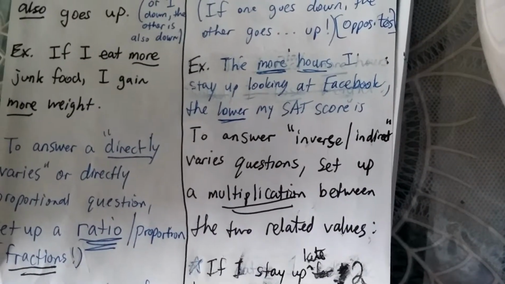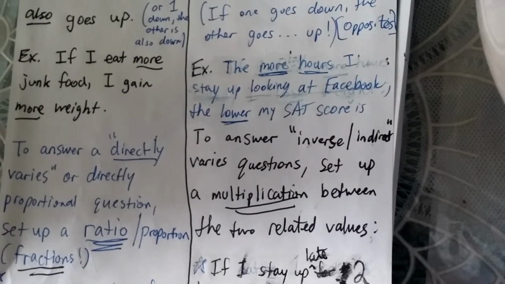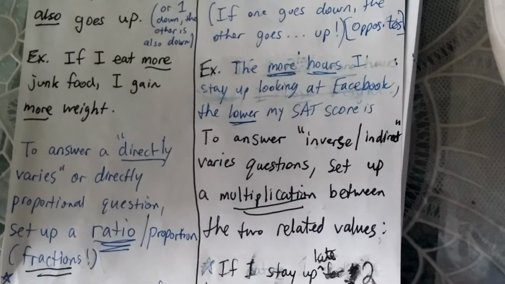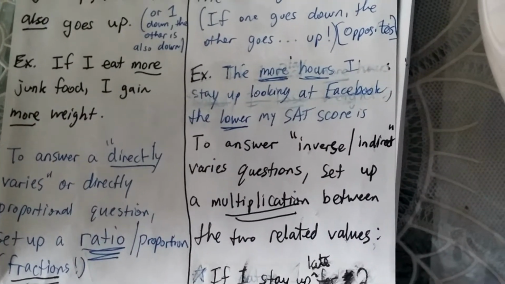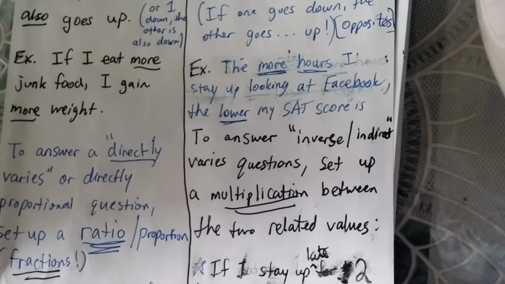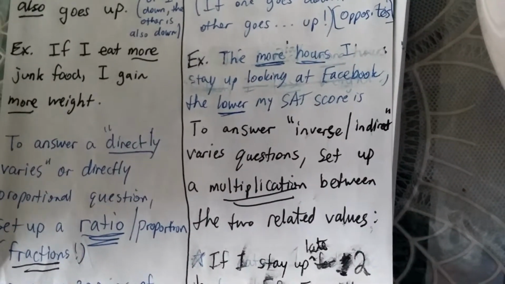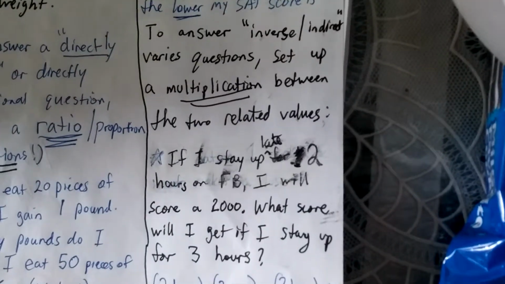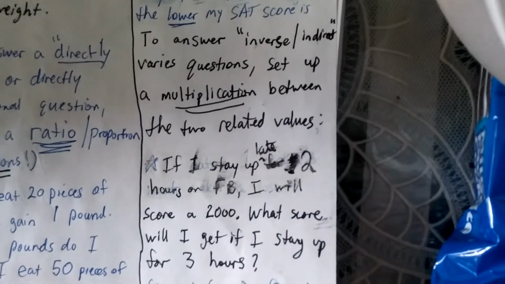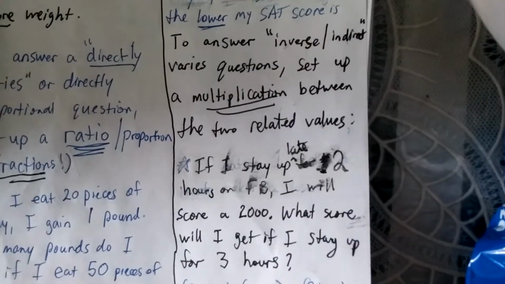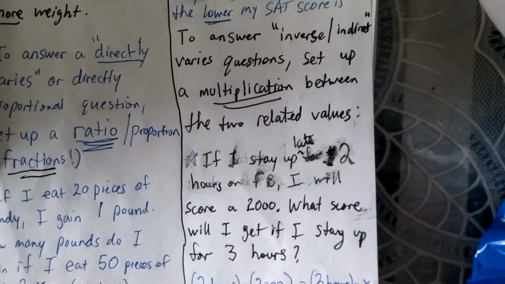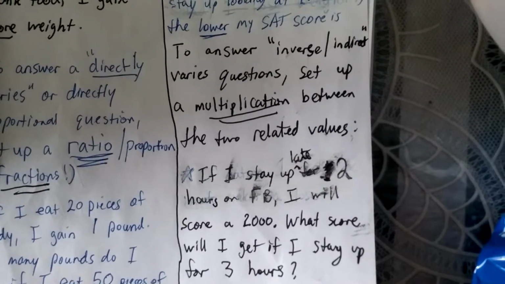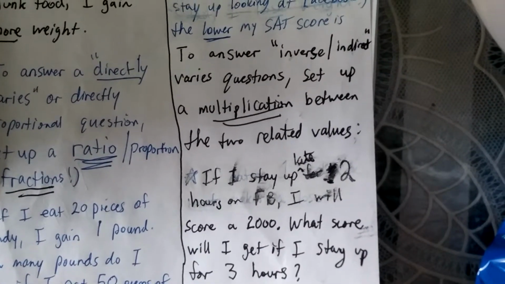So again, when you hear or see the word indirect or inverse, and they'll say this relationship has an indirect variation or indirectly or inversely varies, you're going to set up multiplication between the two situations. So here is our example. If I stay up late 2 hours on Facebook, I will receive a score of 2,000. What score will I get if I stay up for 3 hours?